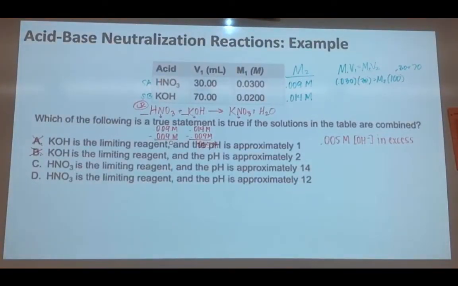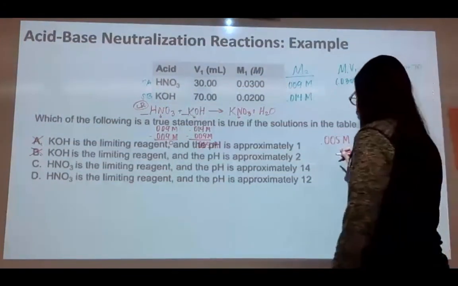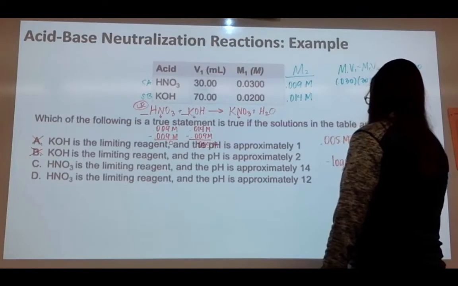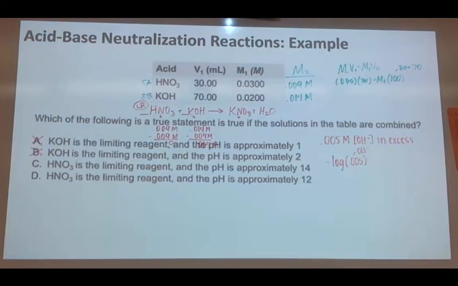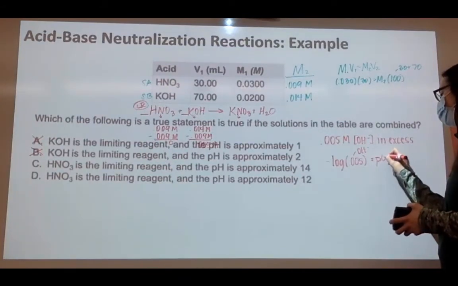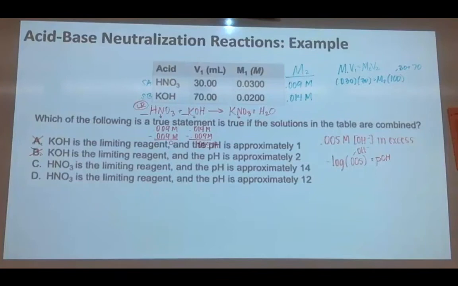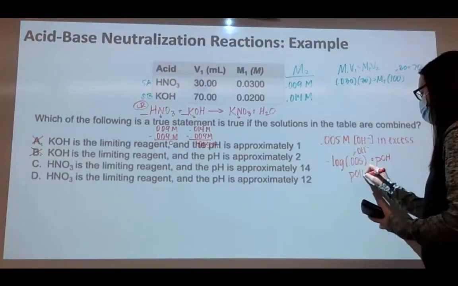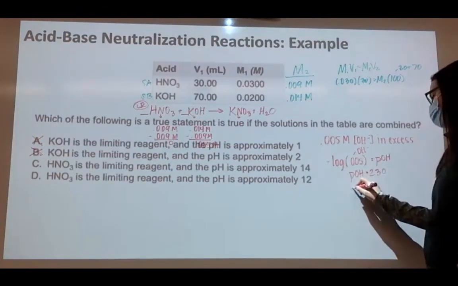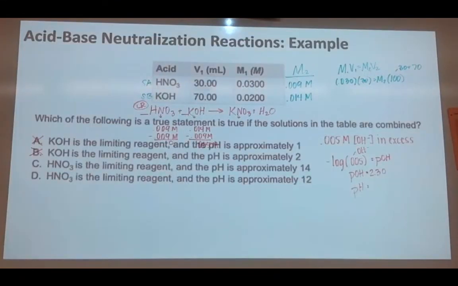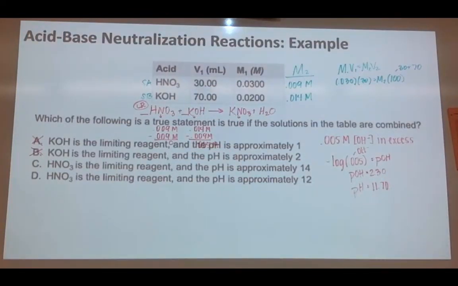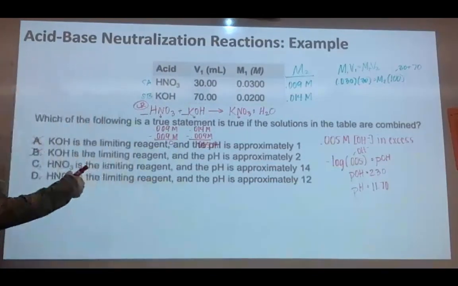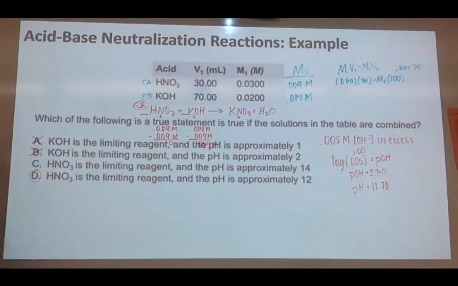Now we can find the pH of this. If I take the negative log of 0.005, this is OH minus. So what am I actually calculating here? pOH. So the pOH is 2.30. The pH, 14 minus that, is 11.70. So, between C and D, 11.70 rounds to 12.